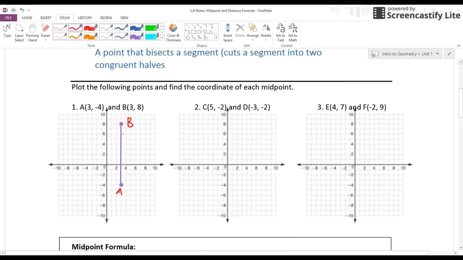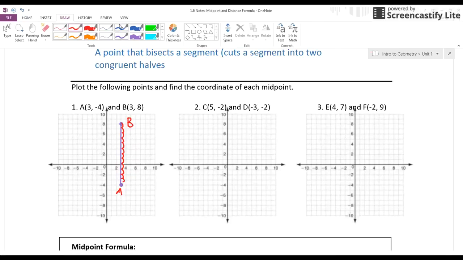So to find the midpoint, you're really asking yourself, how do I cut that segment in half? You can do a really simple thing with these vertical lines. You can just count till you hit the middle. So I'm going 1, 2, 3, 4, 5, 6, 7, 8, 9, 10, 11, 12. So that's a total of 12 spaces. That means halfway up is 6.